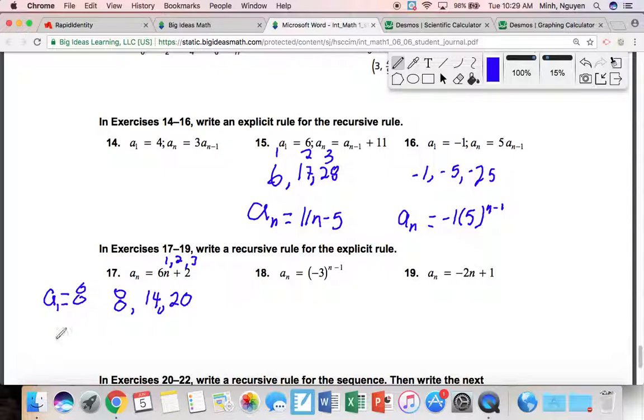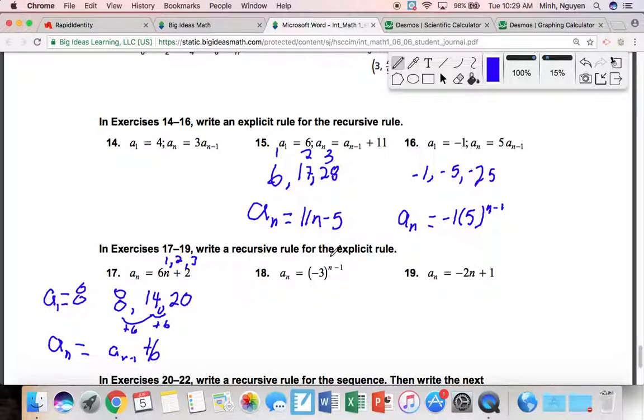And to write a recursive rule, what do I have to do to the last number? What's happening each time? You're adding 6. So you take the last number and you add 6.